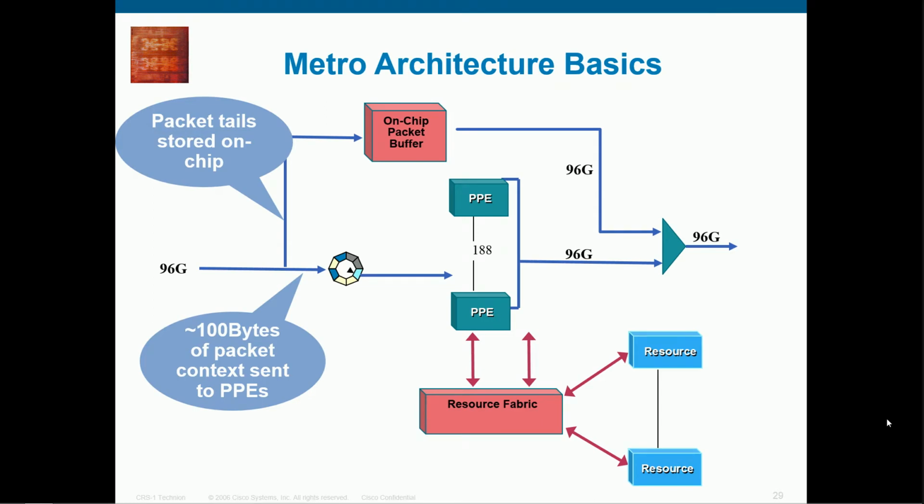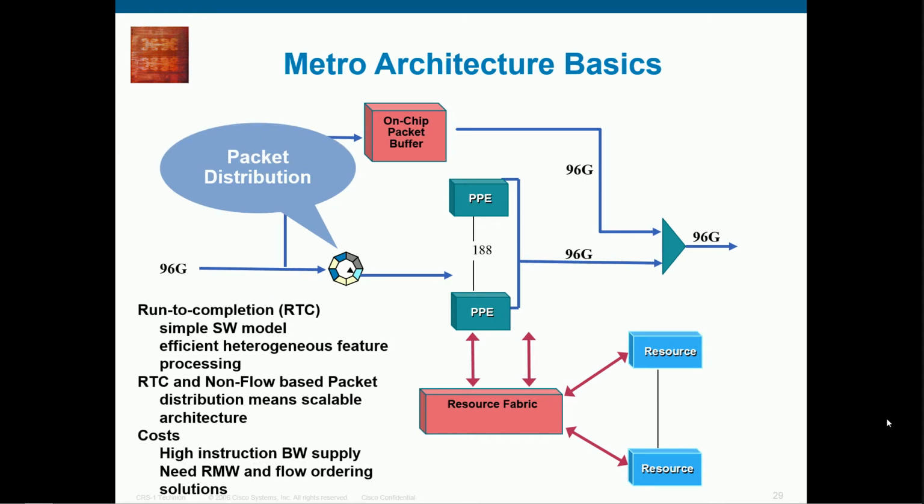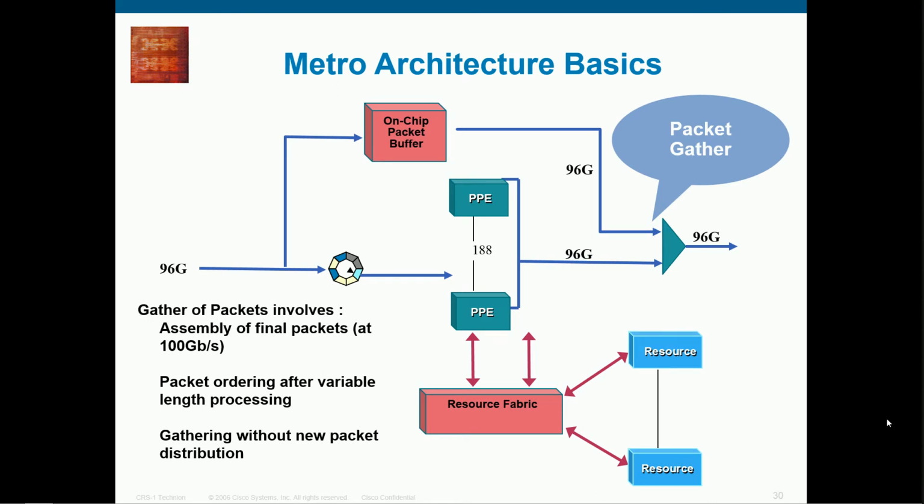How does this work though? So a packet comes in, the packet tails are stored on a chip, and the actual packet header goes in to be processed. If there is a cost, we can associate with the cost. The packet is distributed. Once it goes through this process, it will be packaged together, combined with our on-chip packet buffer, and then sent out.